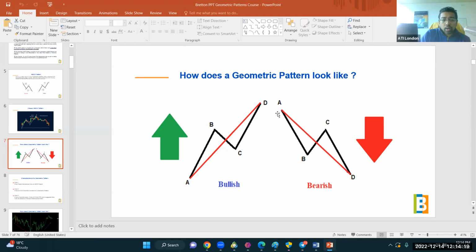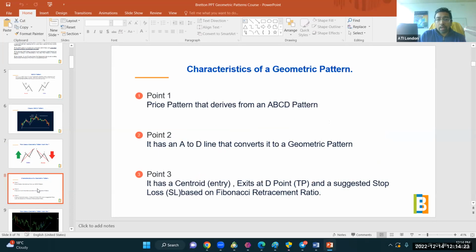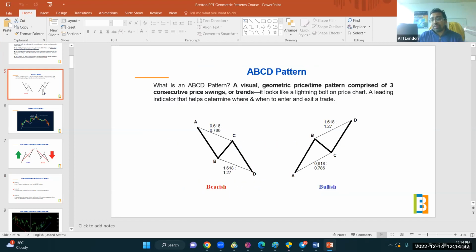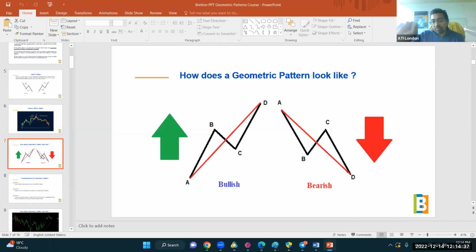Okay, so it would be quite interesting to look at how we spot, draw, and also trade the pattern. It's derived from a pattern called the ABCD pattern, like this one here. Then I invented that one straight line from A to D, and that makes it a geometric pattern because it's made up of 2 triangles as well. This is something that I have planned out.